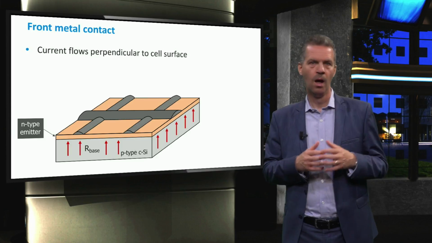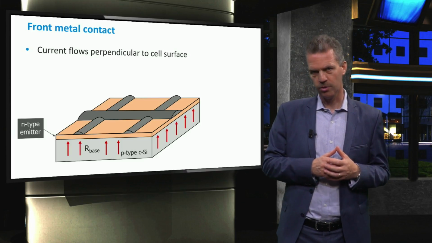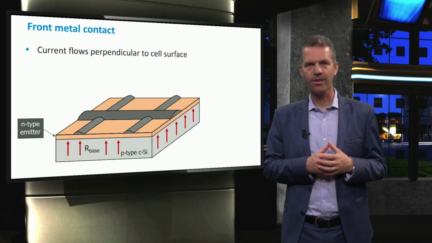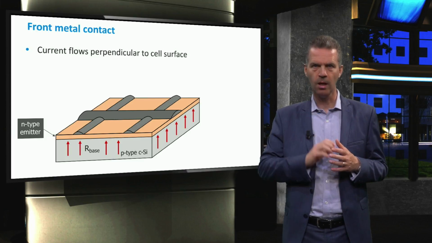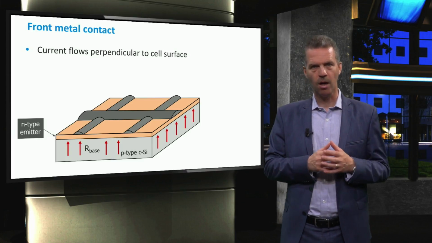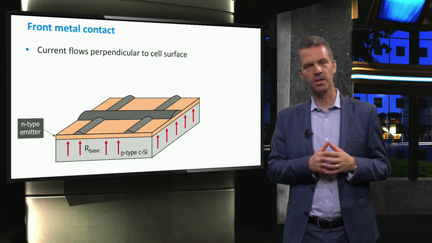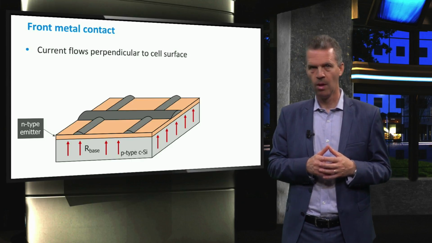We will now discuss the front metallization of the standard silicon solar cell, as this part contributes most to the series resistance. In addition, we will focus on the production process and design considerations to maximize the fill factor of the cell. In a standard crystalline silicon solar cell, the current flow inside the wafer is perpendicular to the surface. The p-type base contributes to the total resistance with R base.